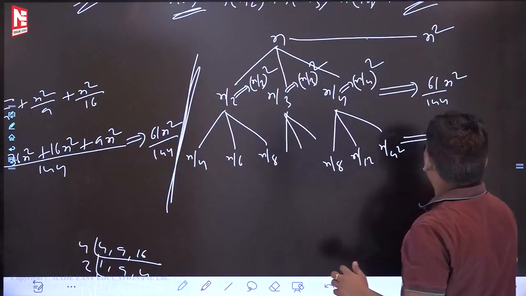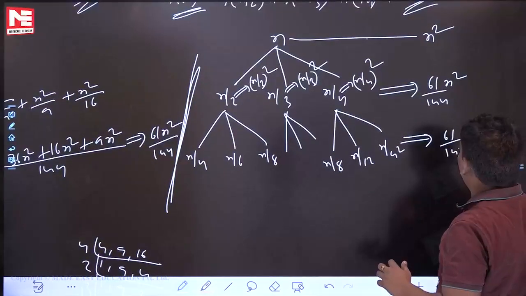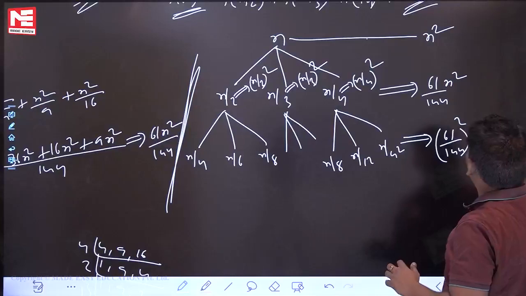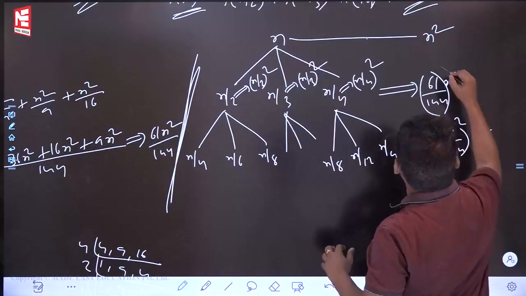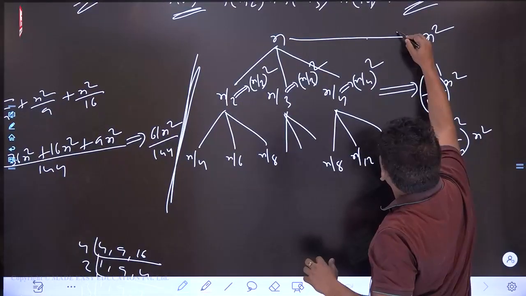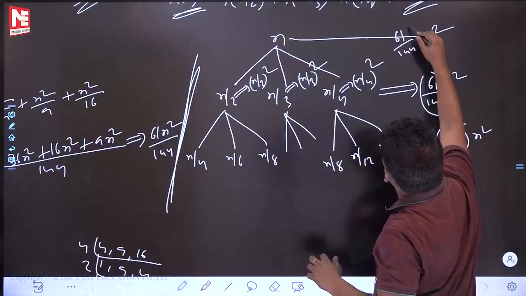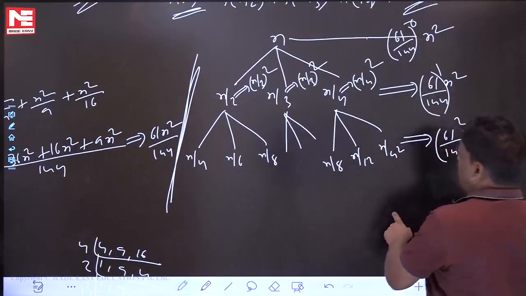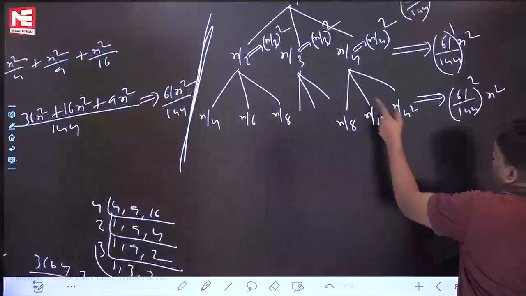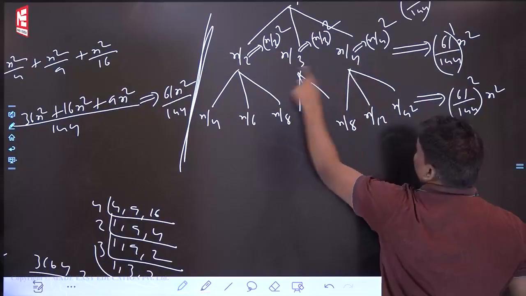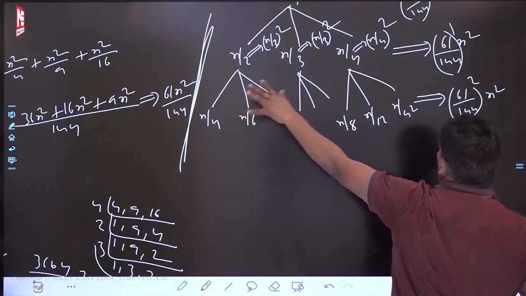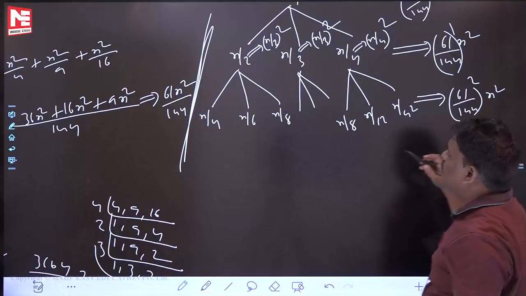What is the next level? Calculate properly. 61 by 144 whole square n square. Then it is 61 by 144 whole power 1 n square, and 61 by 144 whole power 0 n square. Right, like that. Do the calculations properly. I may have done something wrong. Please verify, a small mistake may happen. I am thinking it is right.